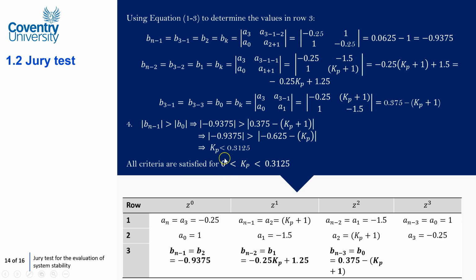So what that tells us then is the kp value must be greater than 0, and it must be less than 0.3125 for the system to satisfy the condition of the system to be stable.